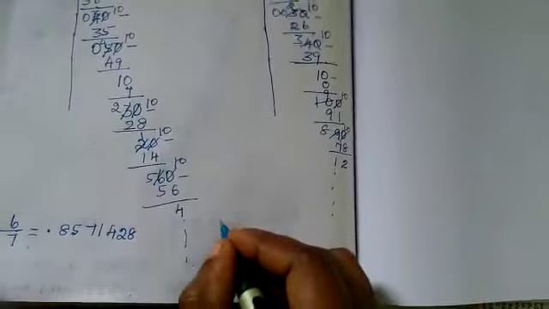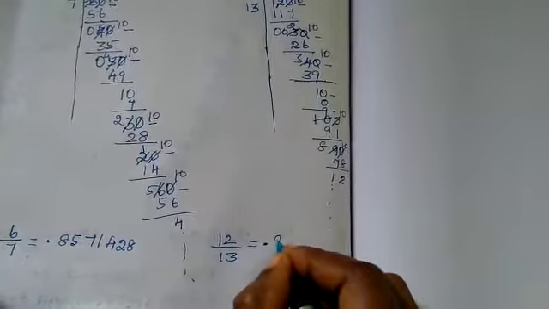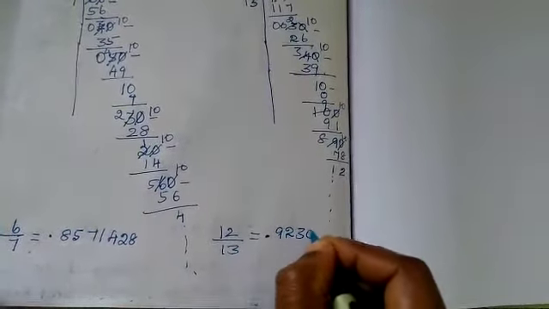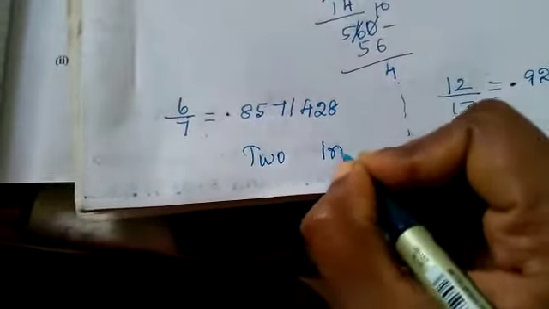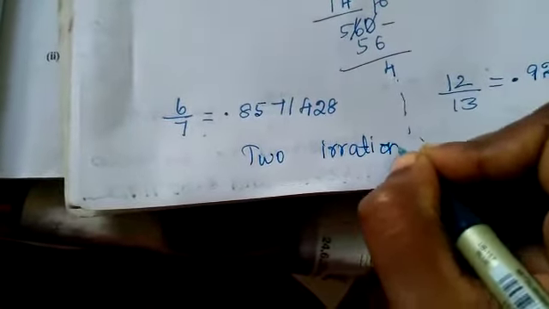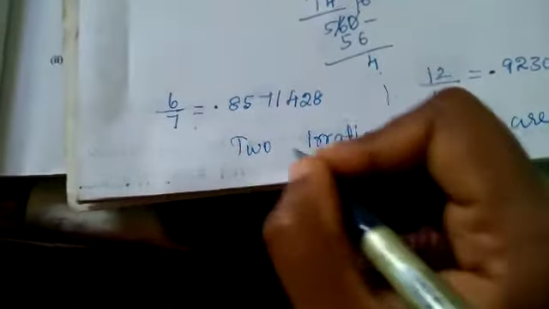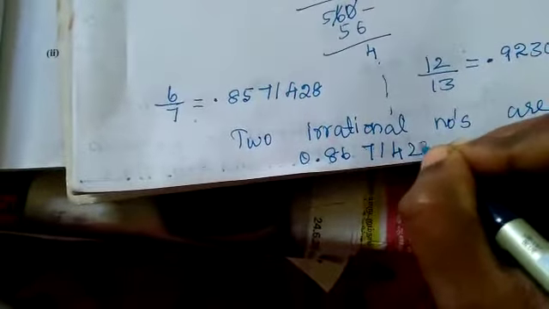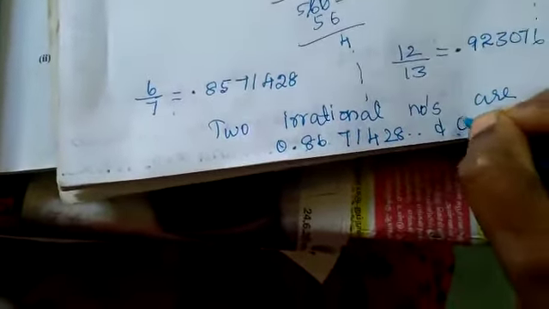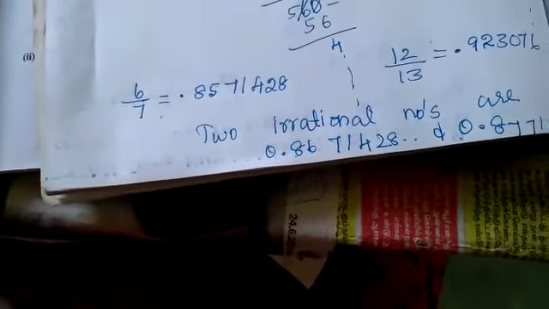Now what is the answer? 12 divided by 13 equals 0.923076. We want to find two irrational numbers between this. Now tell me, what are the two irrational numbers? The next numbers are 0.8671428 etc. and 0.877. We can write any numbers. Okay.